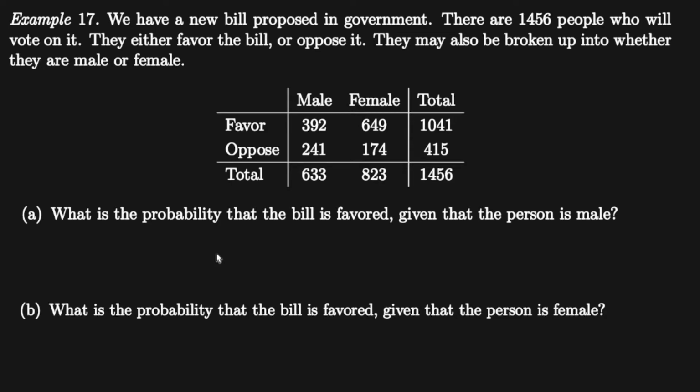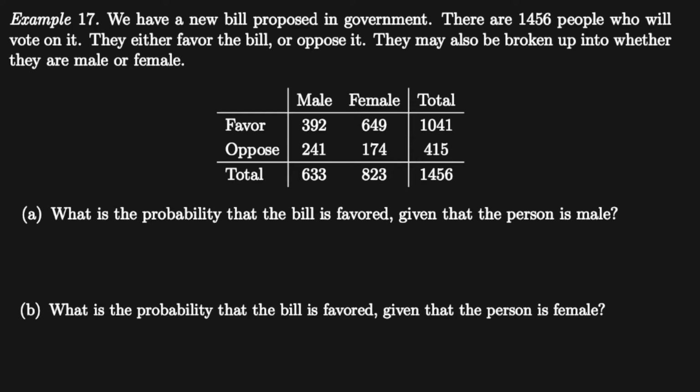Now we can move on with this example. We have a new bill proposed in the government, and there are 1,456 people who will vote on it. They either favor the bill or oppose it. They may also be broken up into whether they are male or female. The first question is asking, what is the probability that the bill is favored given that the person is male?